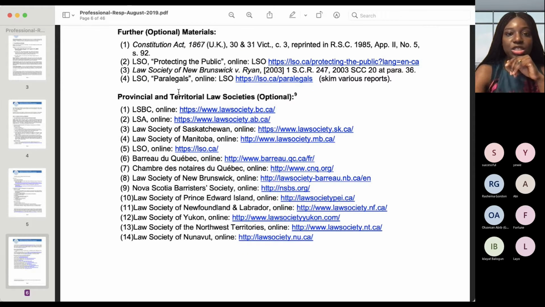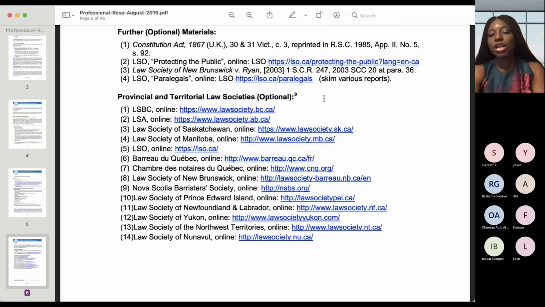And obviously, it would be good for you to look at the province that you're in and look at the provincial laws or the provincial ethical laws that apply to you specifically. The NTA wouldn't ask you specific questions to a particular province, but it's good for you to know. Okay.